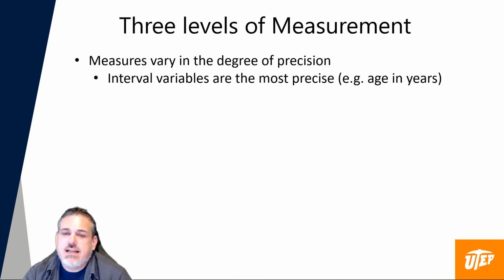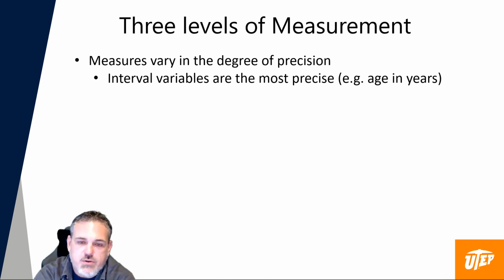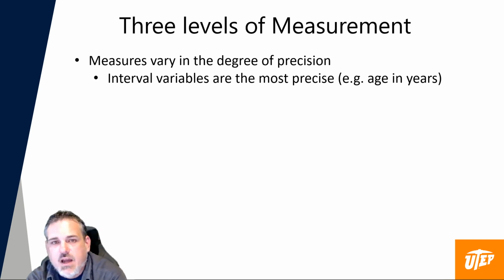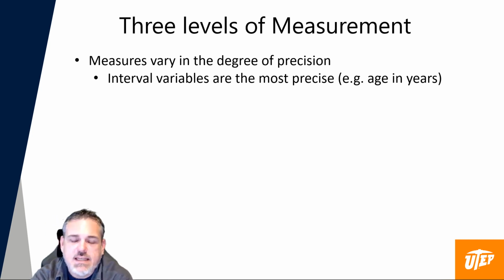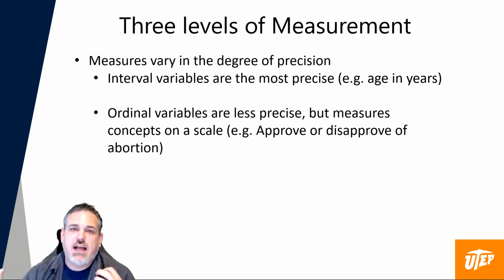They measure concepts like income in dollars, age in years, approval rating in percent. These sorts of things offer a degree of precision that is higher than the other two because they measure a concept which can be easily quantified in the fashion by which we want. Second are ordinal variables that are less precise, but still generally provide us measures of concepts on a scale.